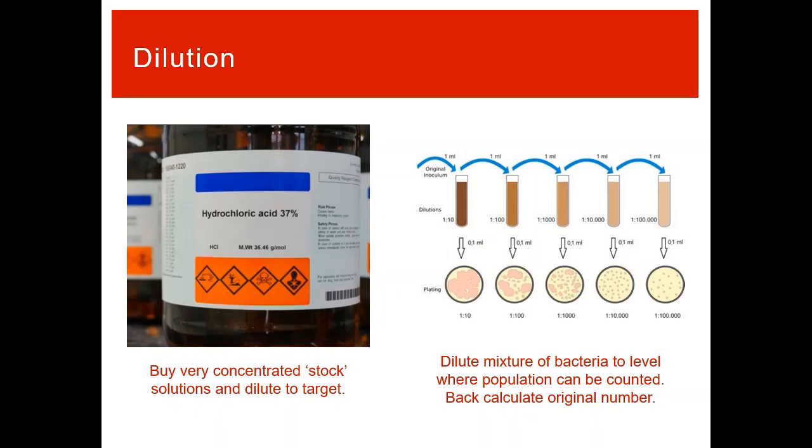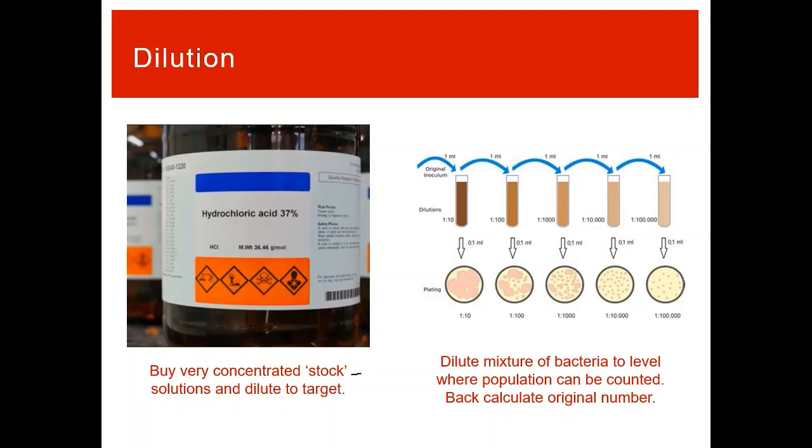In the chemistry lab, usually when you buy a solution or a chemical, they come really concentrated. We call them stock solutions. For example, HCl, hydrochloric acid, when you buy it, comes in a solution that's 37% hydrochloric acid. That's a lot. It's a high percentage. That's not what we commonly use.